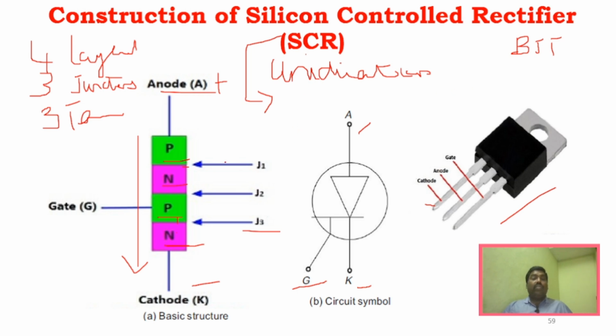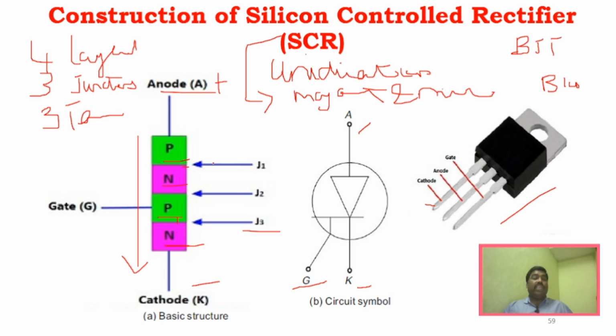Whereas here you have three PN junctions, which means you have two P layers and two N layers. So the current flow is because of both majority as well as minority carriers. So we call it a bipolar device.